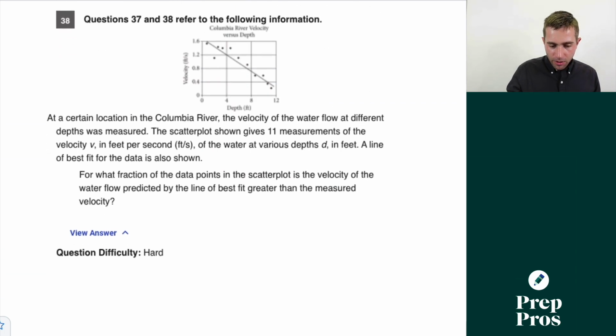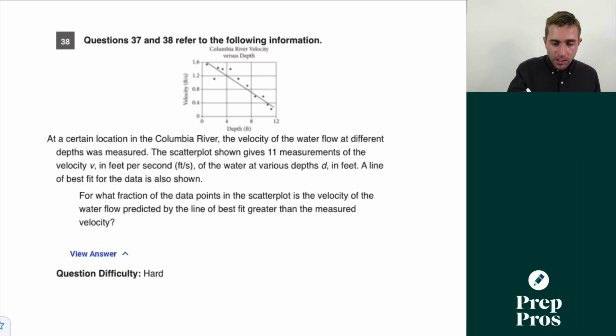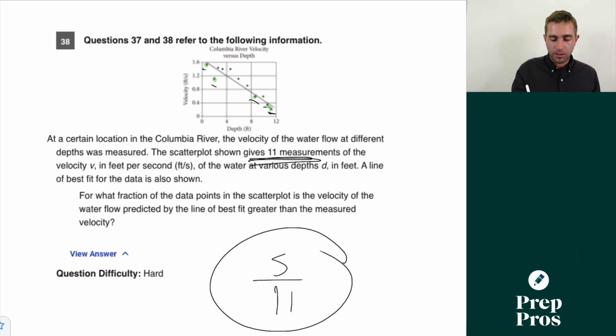All right, question 38. Same figure, so I'm going to skip reading the text. For what fraction of the data points in the scatter plot is the velocity of the water flow predicted greater than the measured? So all I'm looking for here is how many of these data points are under our predicted value, which is our line of best fit. So we're going to have 1, 2, 3, 4, 5. We have 11 measurements in total. So our answer is simply going to be 5/11. You could also do the decimal, and that would give you your right answer.